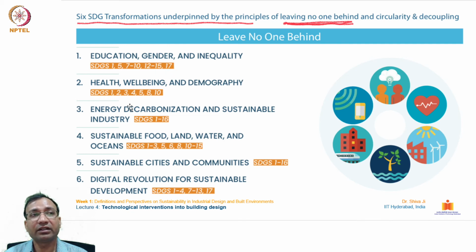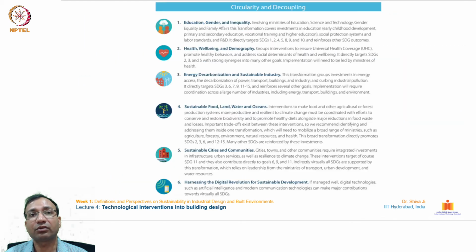The second one, this transformation is in health, well-being and demography. The third one is energy, decarbonization and sustainable industry. The fourth one is sustainable food, land, water and oceans. The fifth one, sustainable cities and communities. The sixth, a digital revolution for sustainable development. These are the 6 transformations possible, because with this it is likely that no one will be left behind in this whole process of growth and development. Further, we can understand what circularity and decoupling are here.